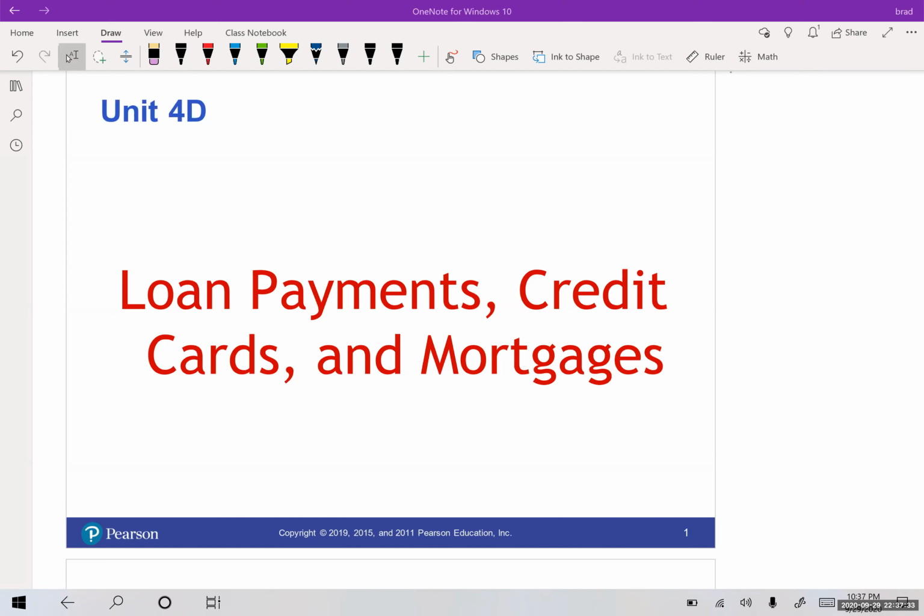Okay, everyone. So in section 4D, we're going to talk about loan payments, credit cards, and mortgages. We'll talk a little bit less about mortgages and focus a little bit more on loan payments, credit cards, and even a car loan.